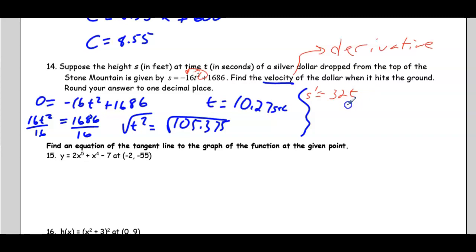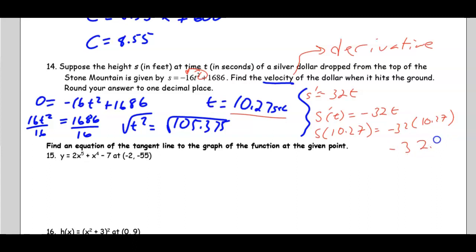Now I just need to substitute my value in for t. I know what t is. So S prime of t equals -32t. And if I plug in 10.27, I'm going to get -328.6. Is it feet? Feet per second. So this thing falls 328.6 feet per second.